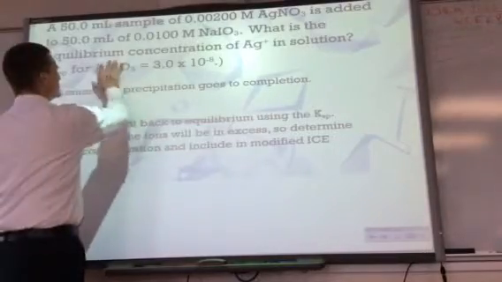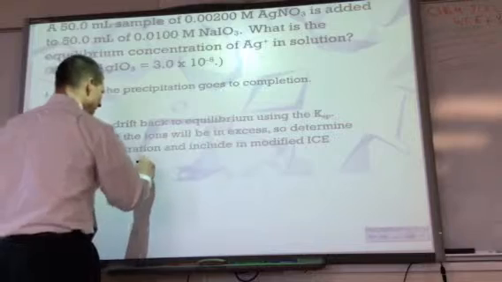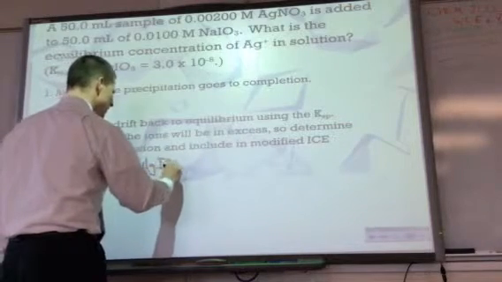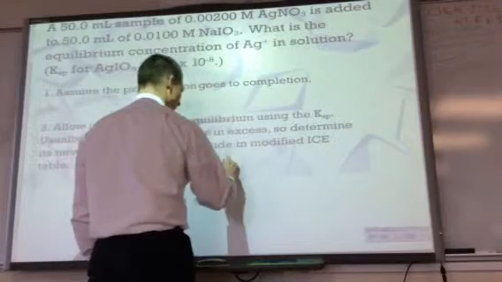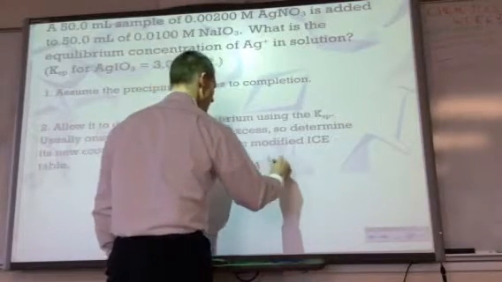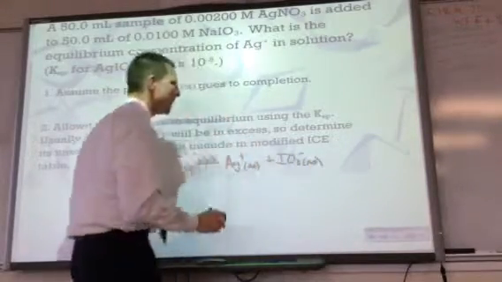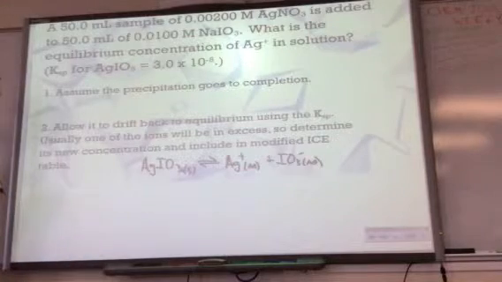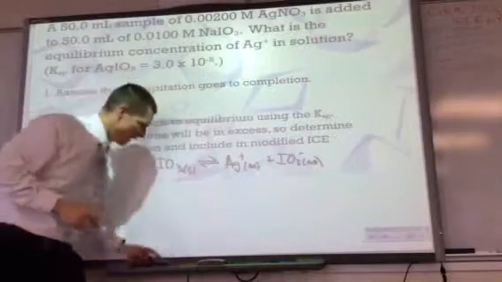So this is going to be our precipitate, the AgIO3. Let's go ahead and write the chemical equation. AgIO3 solid is going to break up into silver ions plus iodate ions. And we know its K value is given to us, 3 times 10 to the negative 8. What are the initial concentrations of the ions?